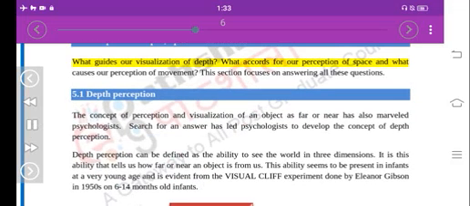5. Perception of depth, space and movement. What guides our visualization of depth? What accounts for our perception of space, and what causes our perception of movement? This section focuses on answering all these questions. 5.1 Depth perception.